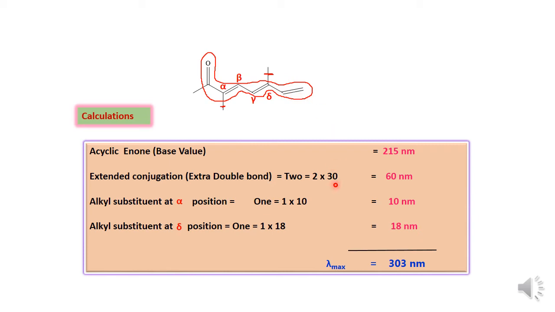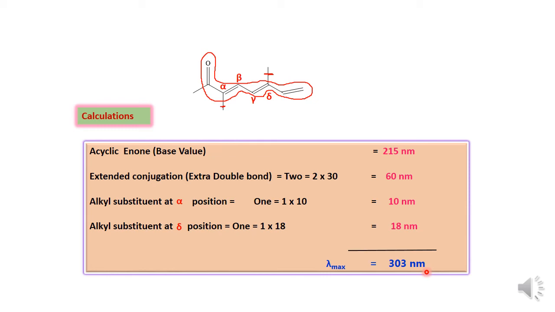So these two extra double bonds are there, and for one extra double bond you have to add 30 nanometer. So as there is a presence of two extra double bonds, 2 into 30 will give 60 nanometer. Then the alpha position substituent 10, delta position substituent 18 nanometer. After the addition of all these values, you will get here 303 nanometer lambda max value. So for this enone compound, you will get lambda max value, that is 303 nanometer.